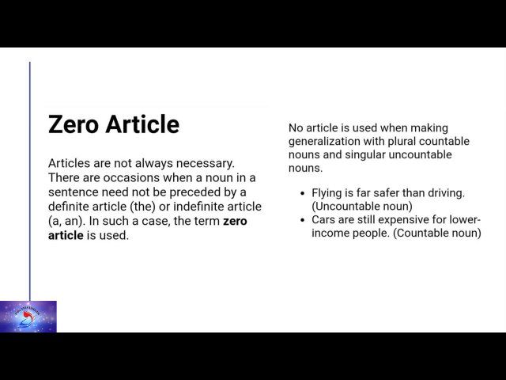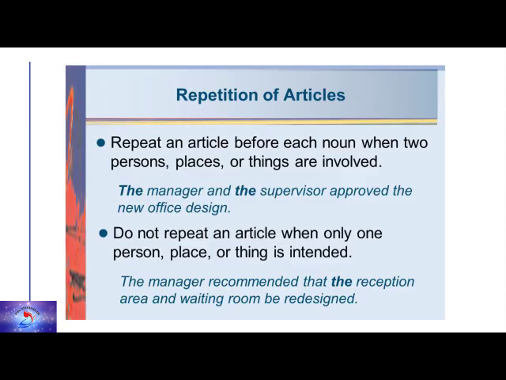So here again it's a countable noun and we have omitted the article. So now about the repetition of articles. So far we have learnt about the usage of articles, the omission or zero articles, and now we are going to learn about the repetition of articles. In a single sentence, we may use the article repeatedly.